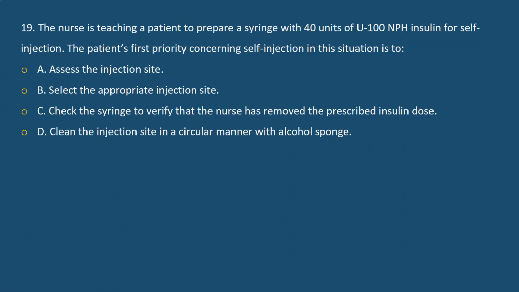Question 19. The nurse is teaching a patient to prepare a syringe with 40 units of U100 NPH insulin for self-injection. The patient's first priority concerning self-injection in this situation is to A. Assess the injection site. B. Select the appropriate injection site. C. Check the syringe to verify that the nurse has removed the prescribed insulin dose. D. Clean the injection site in a circular manner with an alcohol sponge.